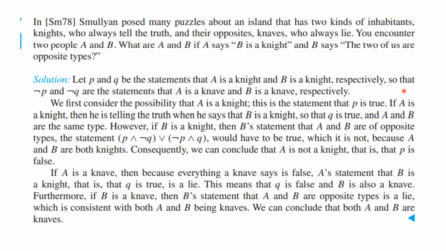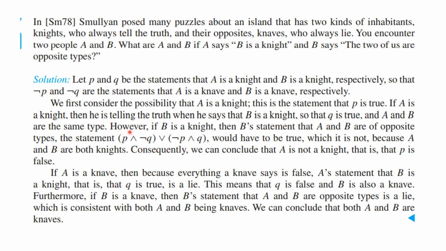We first consider the possibility that A is a knight. This is the statement that P is true. If A is a knight, then he is telling the truth when he says that B is a knight, so that Q is true. And A and B are the same type. However, if B is a knight, then B's statement that A and B are of opposite types, that would be represented by this. You see, it's either one or the other of these that is true, and so this is the statement that they're of opposite types.